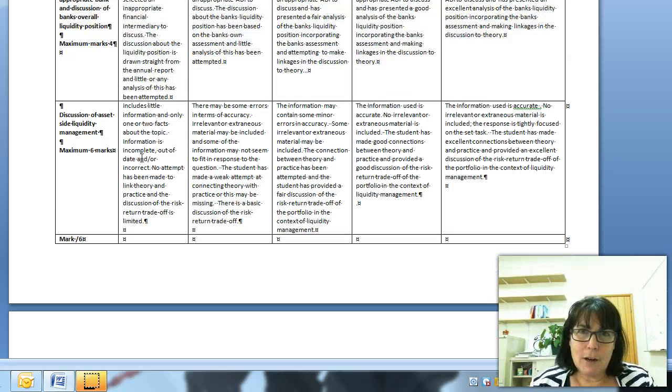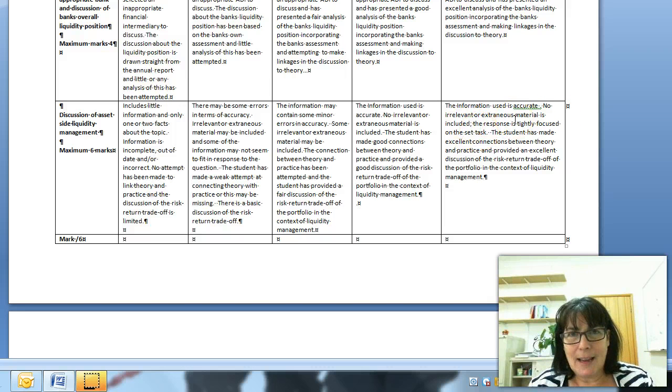The two big criteria, if you like, are discussing the asset side, and then discussing the liability side. So in the question, when I ask you to go and look at the bank's asset portfolio, I'm asking you to do that through the lens of liquidity management. Now, what makes a good analysis here?